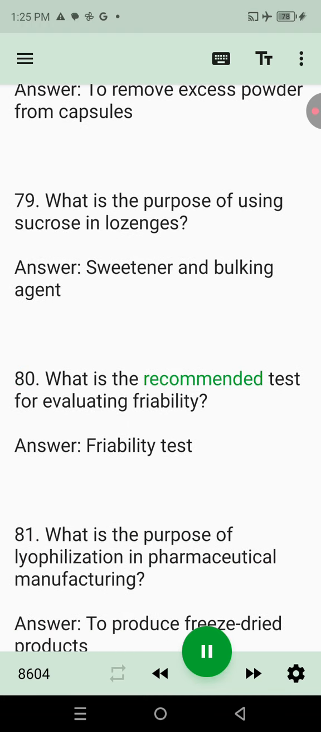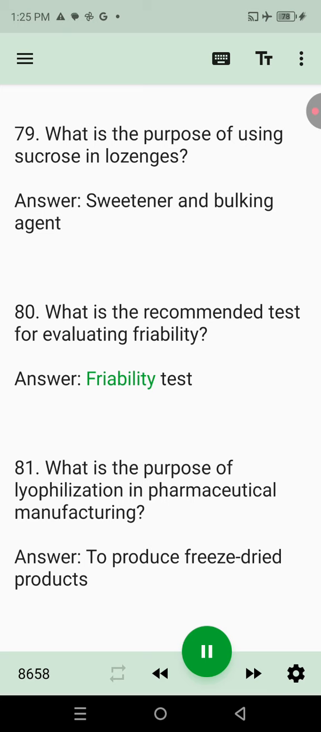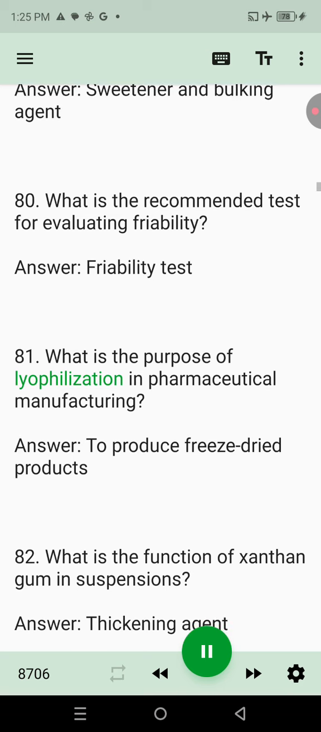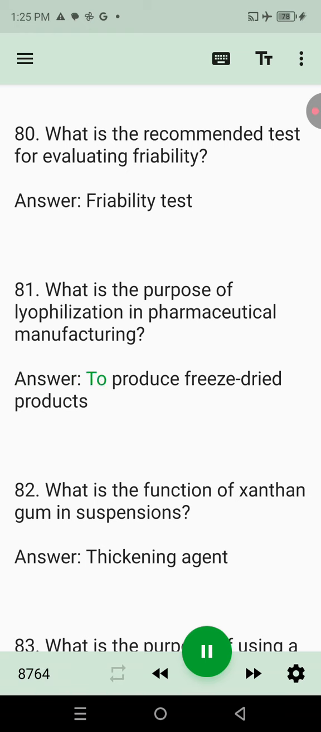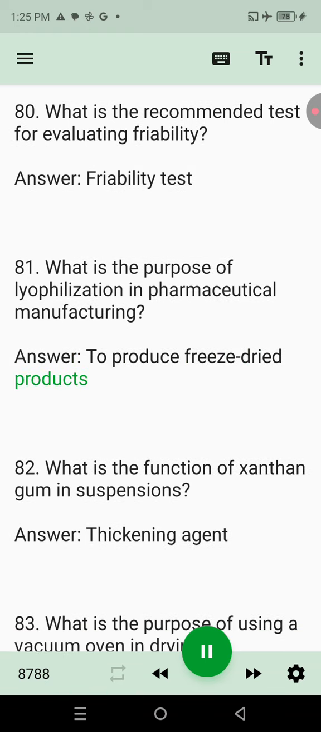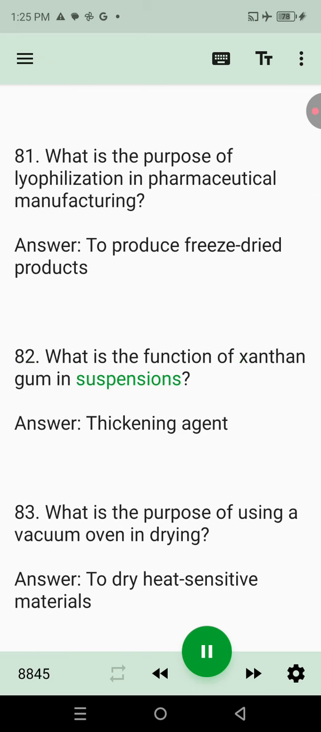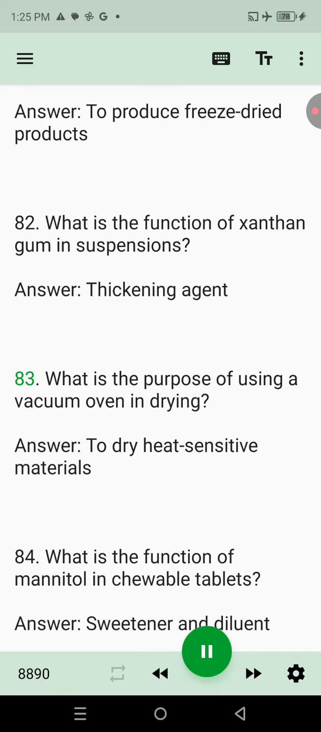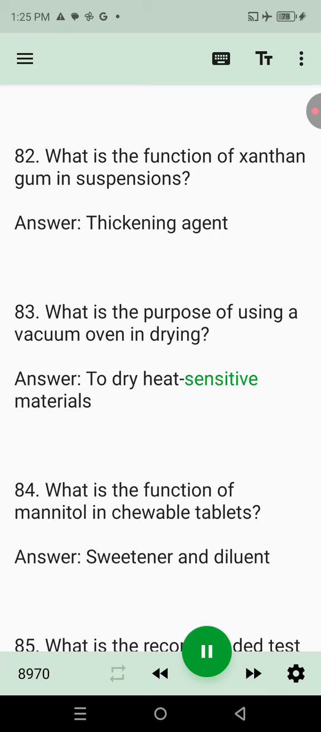80. What is the recommended test for evaluating friability? Answer. Friability test. 81. What is the purpose of lyophilization in pharmaceutical manufacturing? Answer. To produce freeze-dried products. 82. What is the function of xanthan gum in suspensions? Answer. Thickening agent. 83. What is the purpose of using a vacuum oven in drying? Answer. To dry heat-sensitive materials.